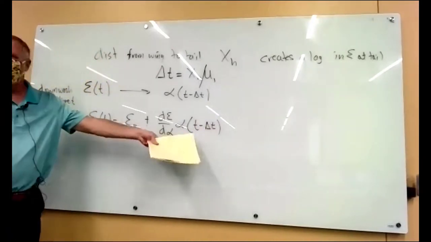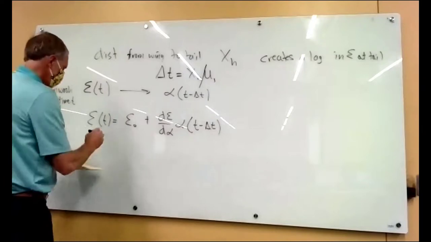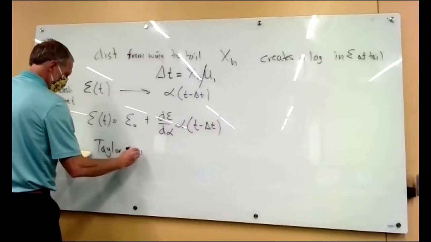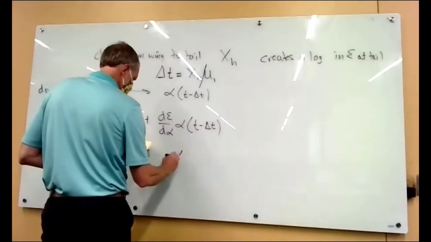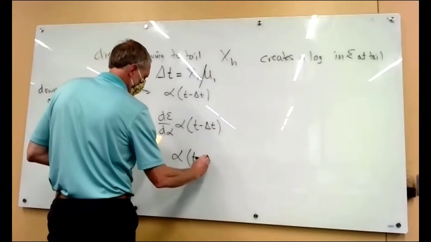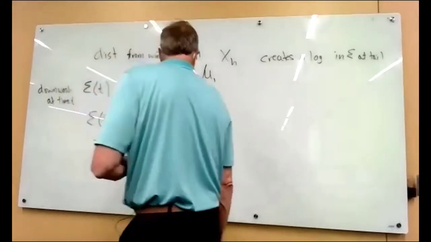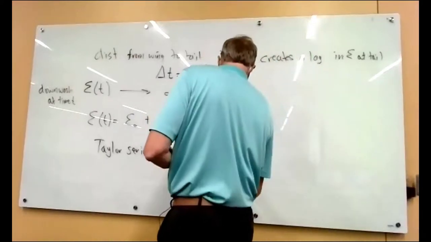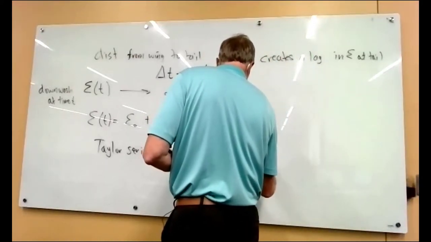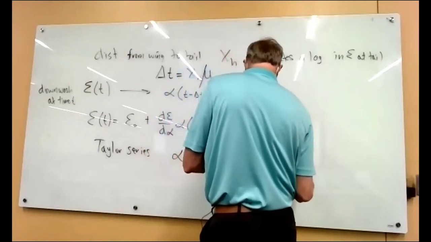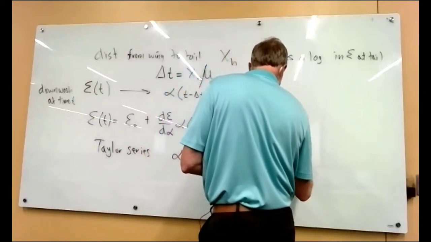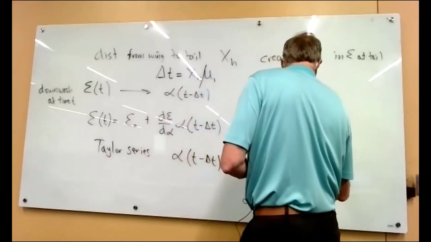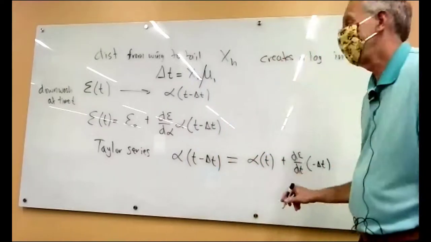So it depends on the angle of attack at that time ago, and then we use a Taylor series to expand a function at a distance delta t away from its base function. So the Taylor series says that, well, you can shoot from time t backward a distance delta t times its slope.